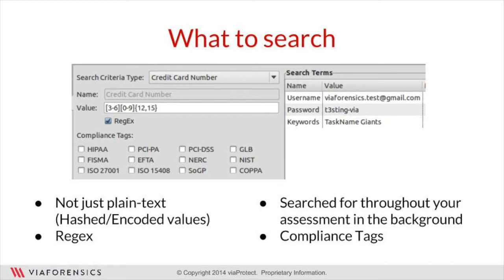Also, another interesting fact about this is that we don't just search for the plain text values. Although you'll see that applications sometimes send the information in clear text, we also hash and encode those values behind the scenes for you, so that we search for that as well. And we'll see that in this assessment, my username was, for example, found in base 64. So you don't have to worry about that.